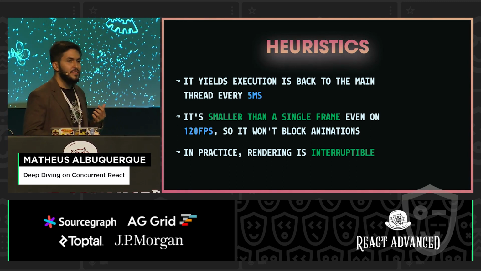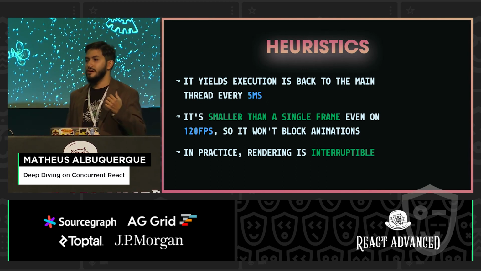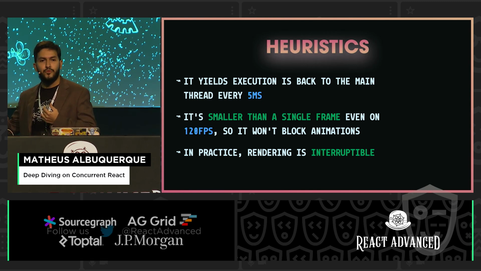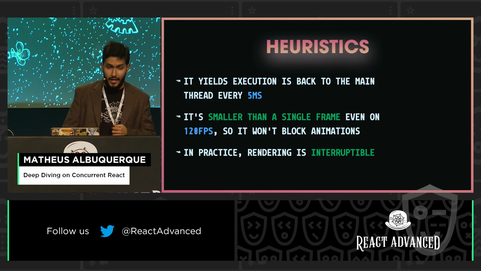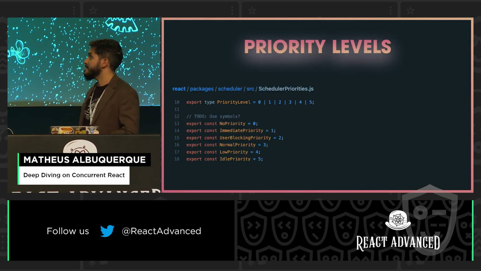But it turns out that it's smaller than a single frame, even when you're running on 120 FPS devices. So that's what makes rendering, in practice, interruptible. And that's really amazing. Another thing are the priority levels.